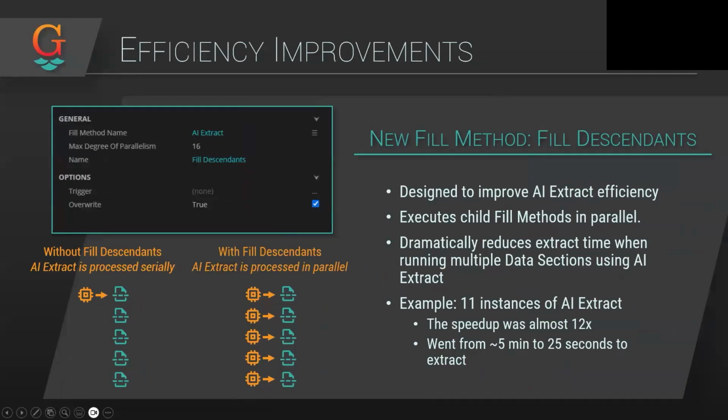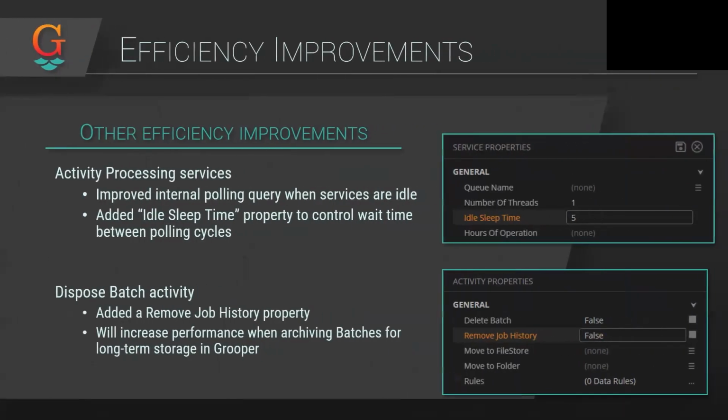There are a few other efficiency improvements. Fill Descendants is a new fill method. If you're heavily invested in AI Extract and you're using it on multiple data sections, this is a way to increase efficiency by running those AI Extract operations in parallel rather than serially. We've made some additional efficiency improvements to activity processing services in general. Everybody uses those, so that's another good reason to upgrade to 25. And there are some improvements to Dispose Batch for making long-term archive of batches in Grooper more efficient as well.